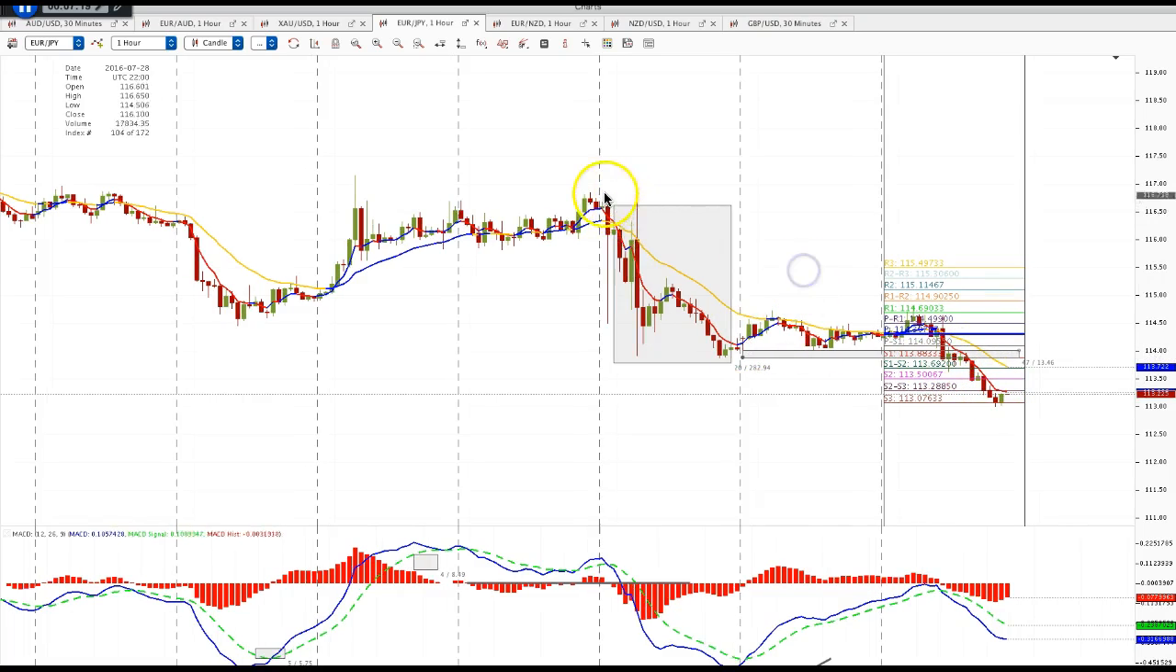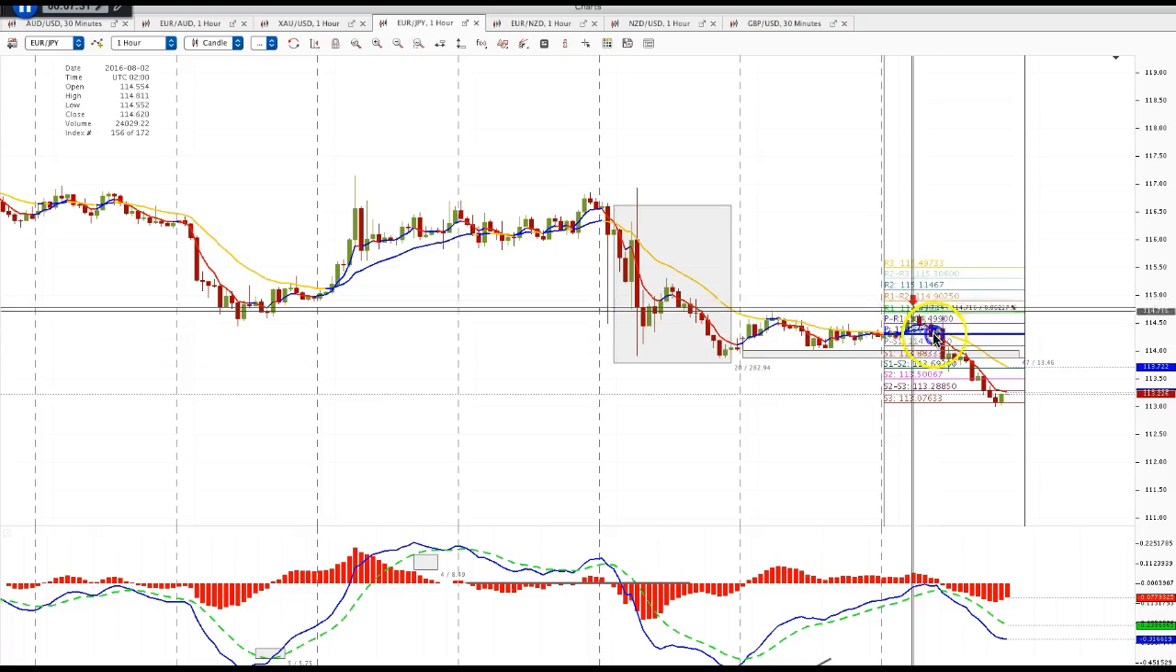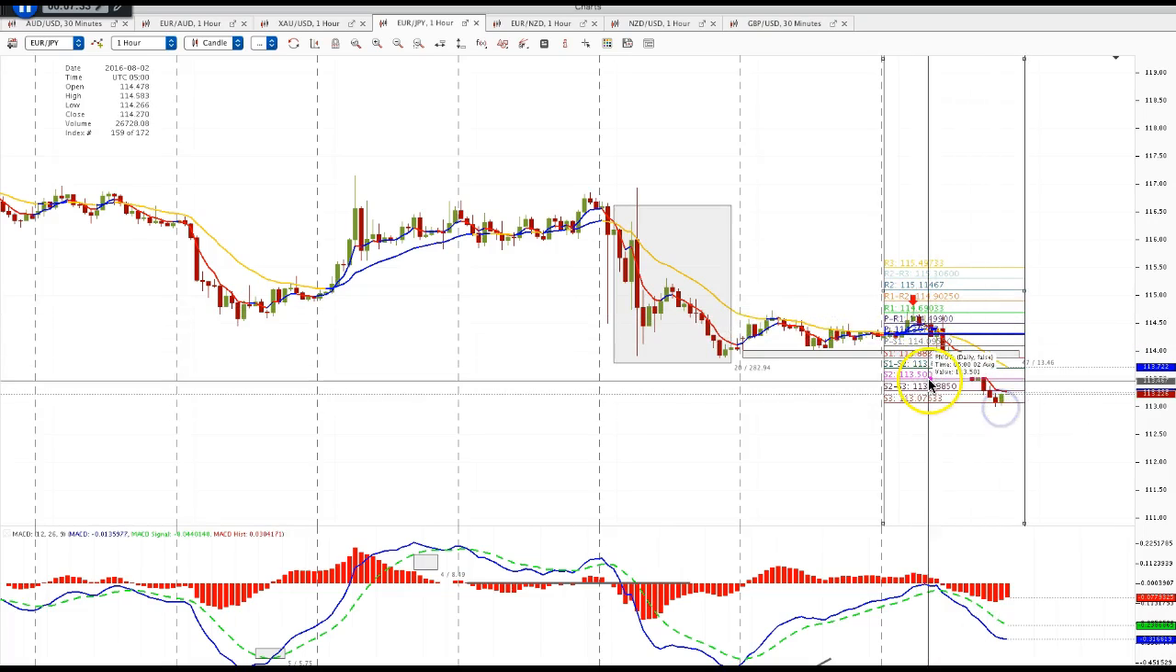Okay, so whenever you see a Friday sell-off or a Friday rally, but Monday is not much of a retracement, that usually indicates that the market's going to resume its trend on Tuesday. And it did. This is the turnaround Tuesday, and the market put in over 180 pips.